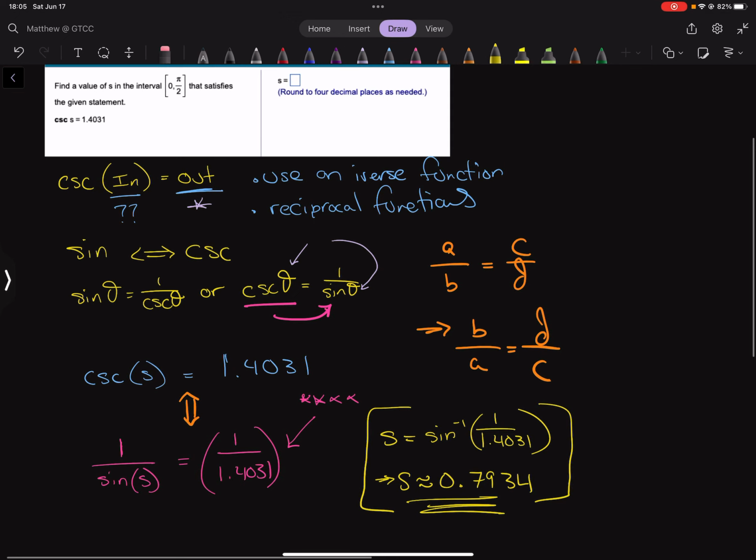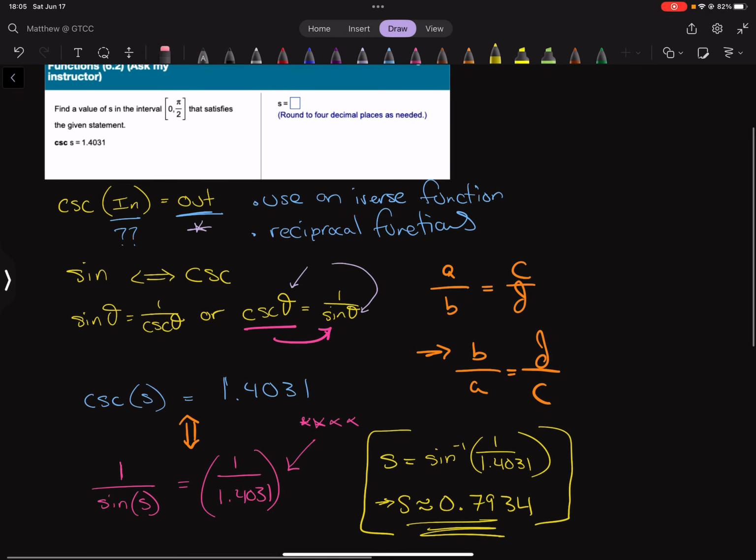Hopefully that helps you with the difference between being given the input and needing to find the reciprocal function of some input, which we handle in a different way. We could just put 1 over sine of that same input. But when it comes to determining the input from the output, we need to take the inverse sine of both sides to find that s. So we have to represent this quantity differently.